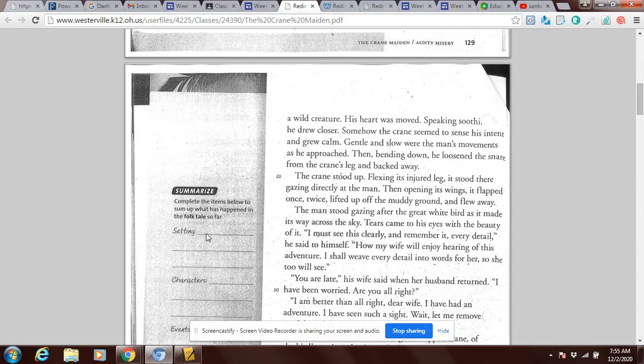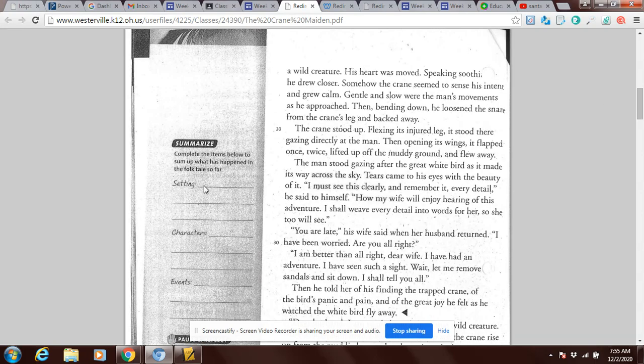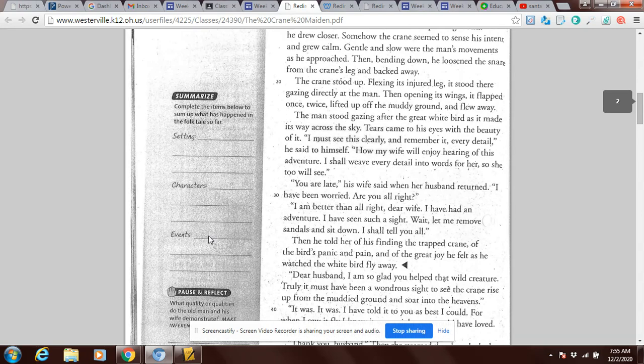So over here, if you can open it in Cami, you can write this down. Complete the items below to sum up what has happened in the folktale so far. So the setting, obviously setting is time and place, and this takes place in a marsh. I don't think it tells us a city. We're going to assume Japan just because we know a little bit about the history of this folktale. The characters are a man and his wife, and the crane. And the events, well, here's where we have the plot diagram. So we're going to start at the beginning of the story and work up. So a man and his wife lived together. A man went out and found a crane stuck in the mud and caught in a snare, and he saved it, and the bird obviously is appreciative but flew away.